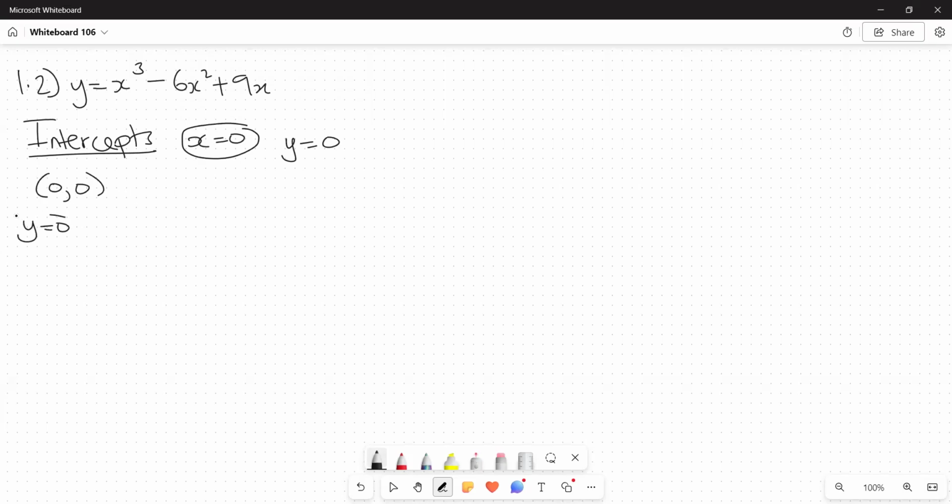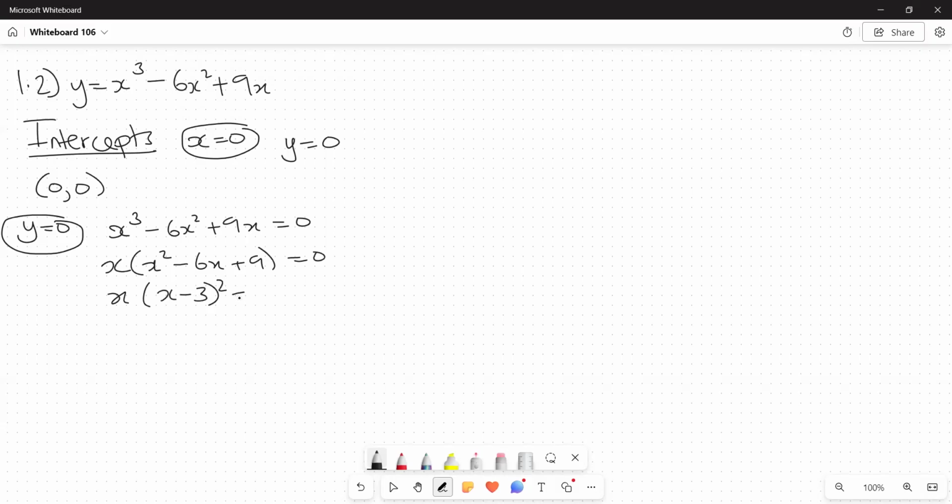And then when y is 0, we have x cubed minus 6x squared plus 9x is equal to 0. We factor out x, we have x squared minus 6x plus 9 is equal to 0. Continue factorizing. Factor this one. We have x minus 3 squared is equal to 0. So this means x is equal to 0, or x minus 3 is equal to 0, which means x is equal to 3. So our two intercepts are 0, 0, because x is 0 and y is 0, and 3, 0, because x is 3 and y is 0. Those are our intercepts.